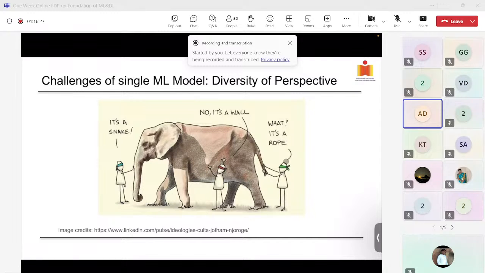Similarly, your single machine learning model actually behaves like this because you're looking only at a small part of the data. It will think this is the pattern which will exist in any type of unknown scenario. But that is not true, because like the elephant has different parts, even the data has different diversity components to it. So that is one major problem with single machine learning models.